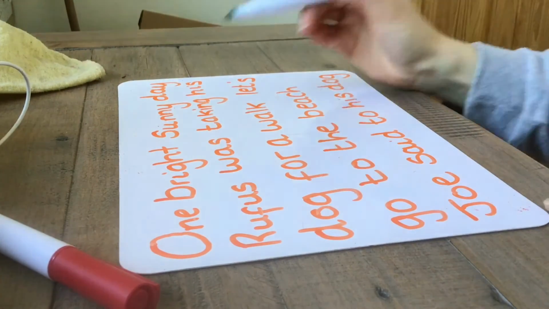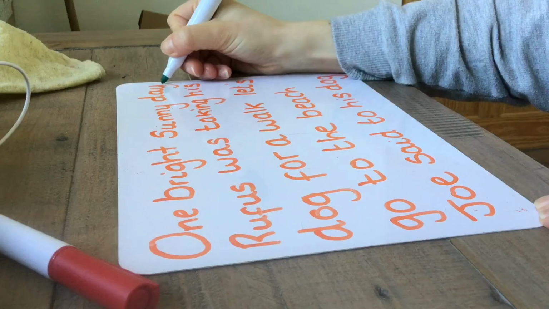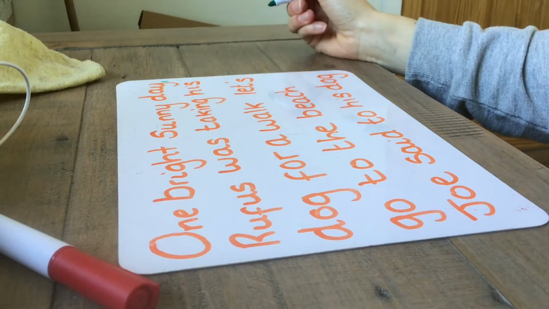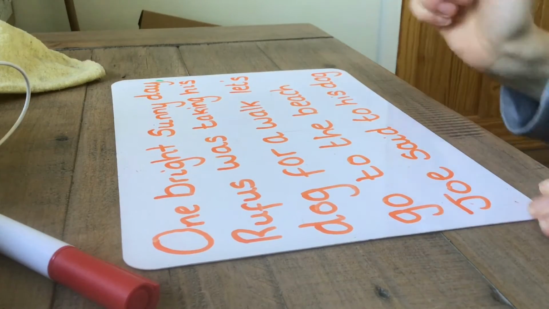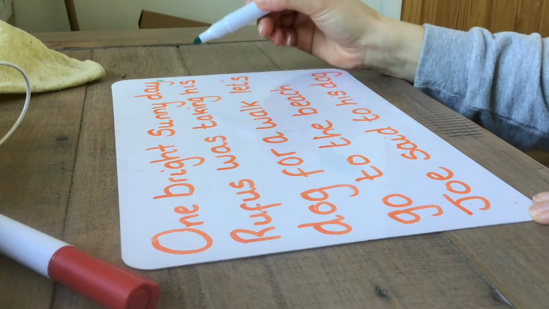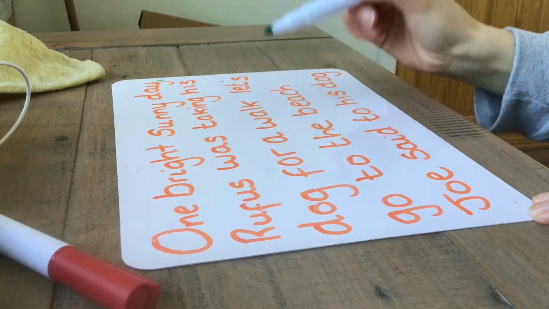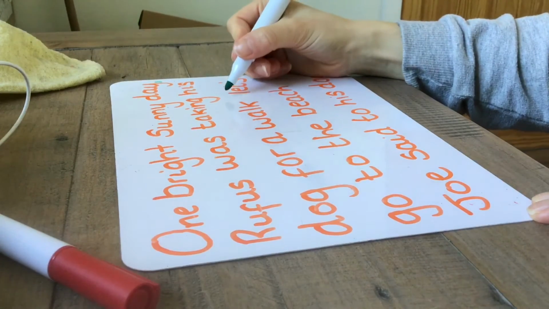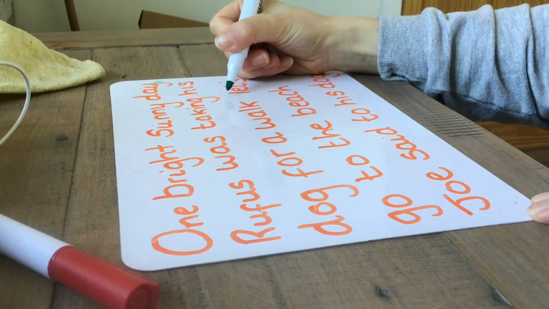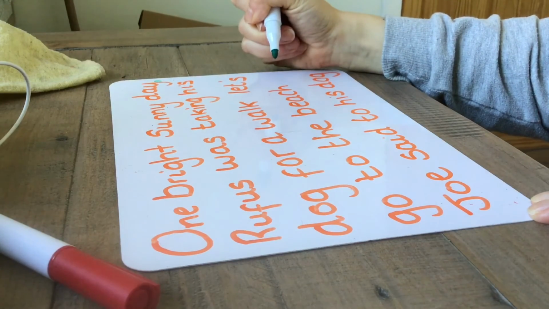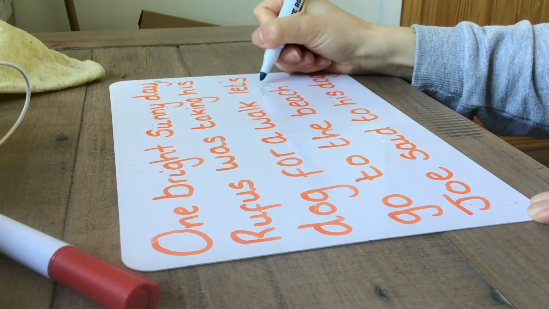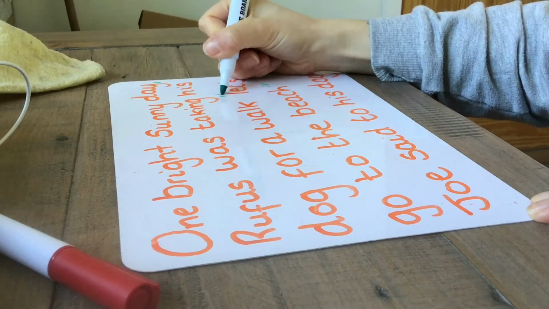So, one bright sunny day. You would put a comma there to pause. But don't worry if you didn't notice that one, because we are focusing on using the commas within the speech marks. So one bright sunny day, comma, Rufus was taking his dog for a walk. Then you need to put what bit's been spoken. Let's go to the beach. That's the part that's been spoken, so you want to put your speech marks there.